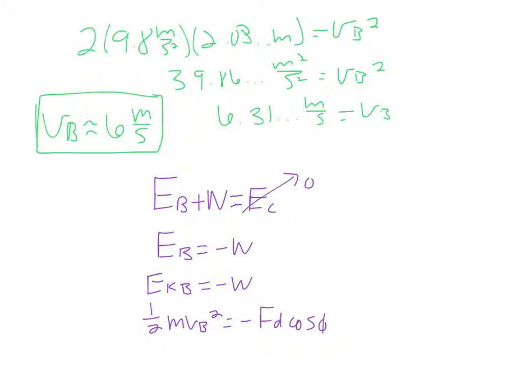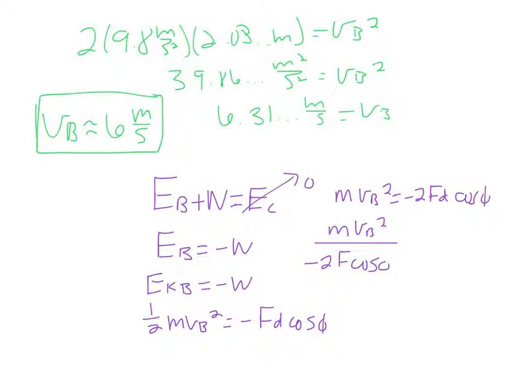Again, just getting rid of the 1/2 because I don't like fractions. m v_B squared equals negative 2 F d cosine phi. We're looking for d. m v_B squared over negative 2 F cosine phi equals d. Okay, we know the mass, we know the speed at B, we just found that in part A. We know that the frictional force causing it to stop is 30 newtons. The only thing we need is the angle.